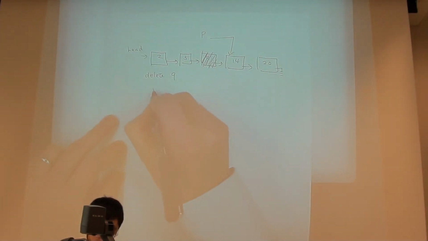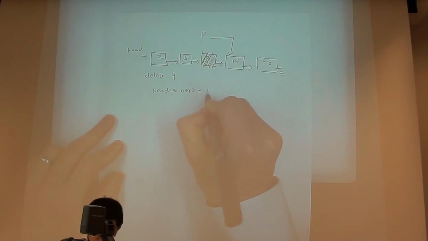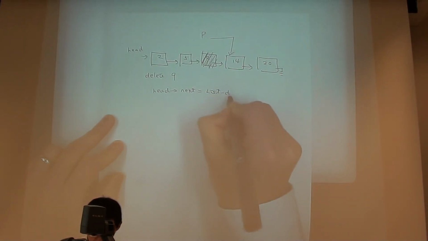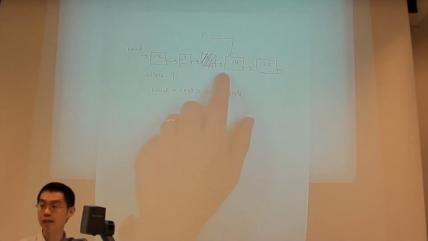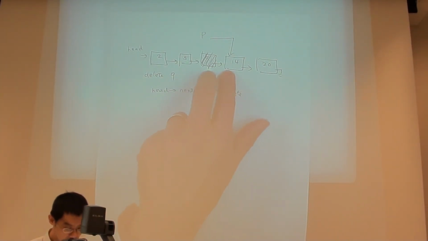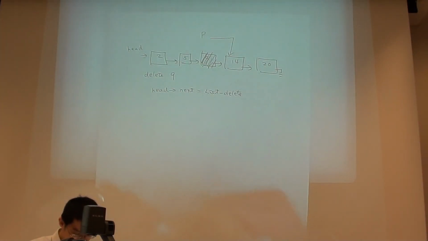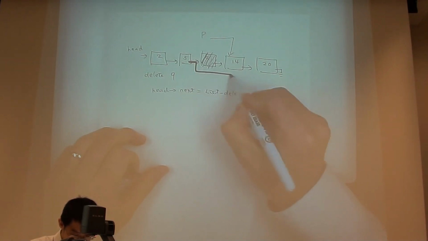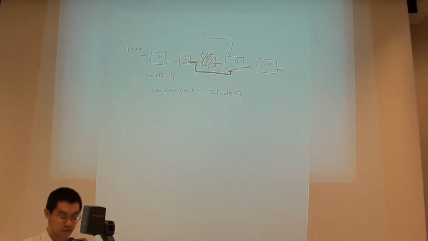Earlier I said head next is list delete. Right? That's how I got here in the first place. And this return will return P. That means you are going to change list next to point to where it points. So I changed this link.